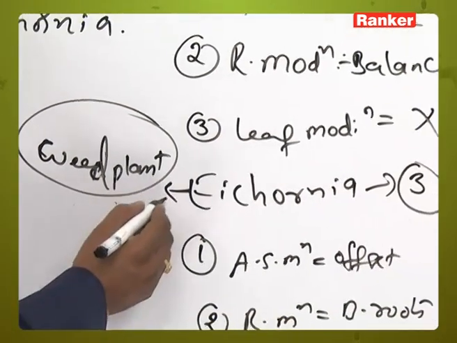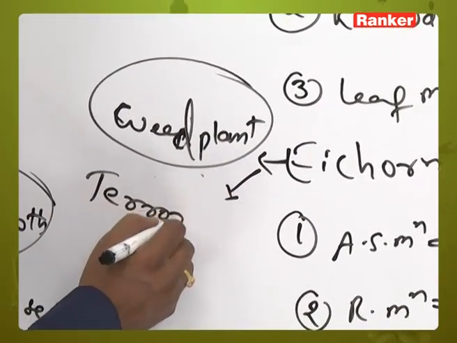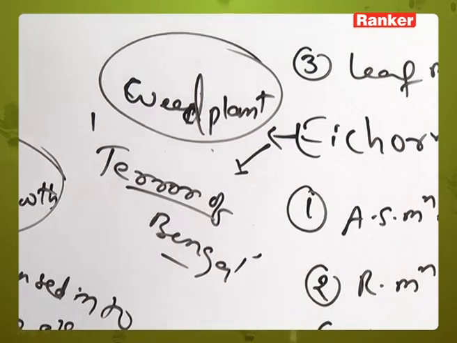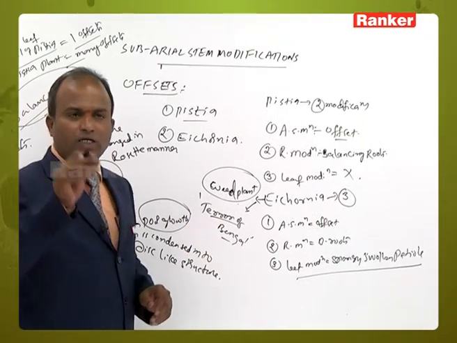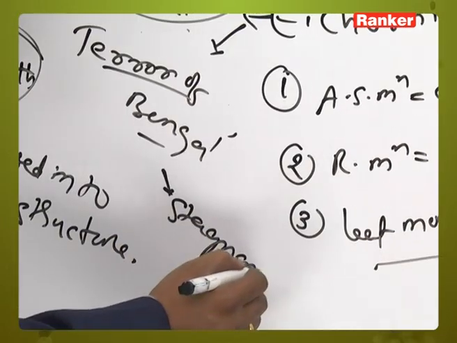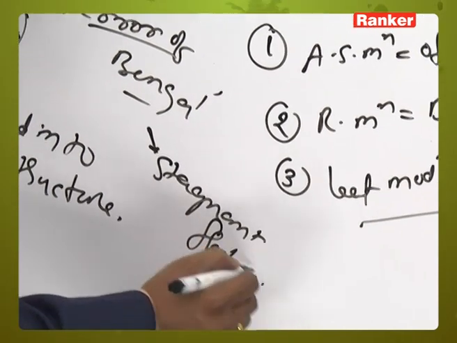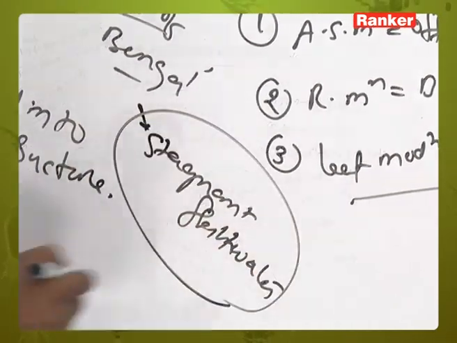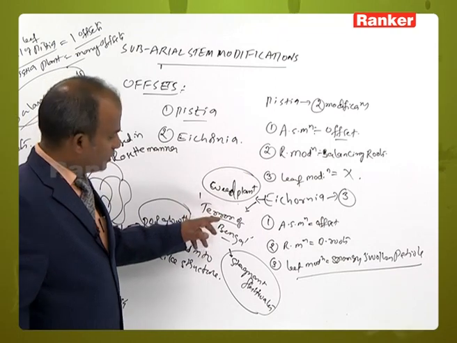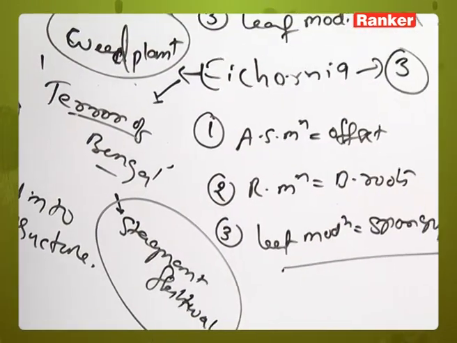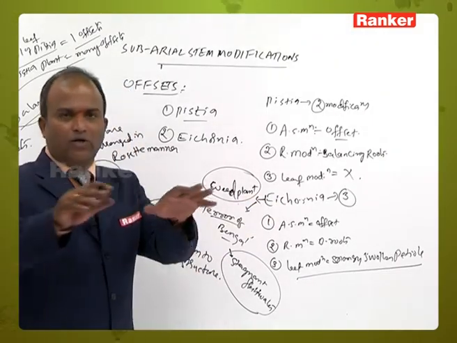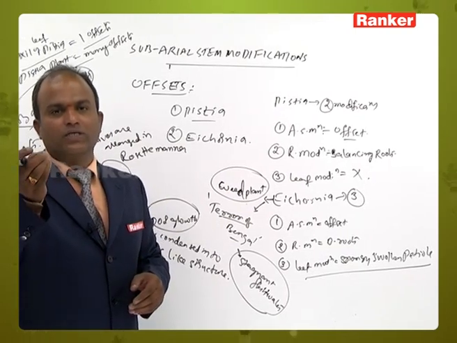And this Icornia, can we call that one Terror of Bengal? Yes, Icornia is called Terror of Bengal. Why is it called Terror of Bengal? Because in freshwater areas, that means in stagnant freshwater, the uppermost surface of the water is completely occupied by Icornia. If it is developing in the stagnant water, we cannot see the water itself also.